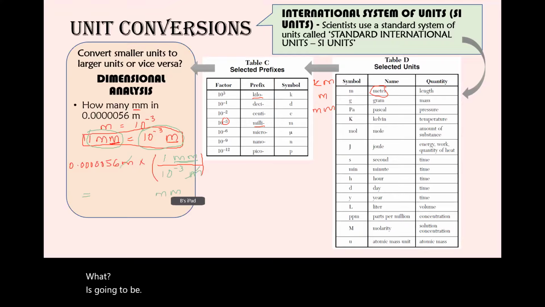However, if I do this the other way around, if I put the 1 millimeter at the bottom and I put the 10 to the power of -3 meters at the top, I won't be able to cancel the meter with the meter. So this is the trick of dimension analysis, that you have to cancel the units. So make sure that if you want to cancel the meters, you put the meters at the bottom so that you can cancel them out.